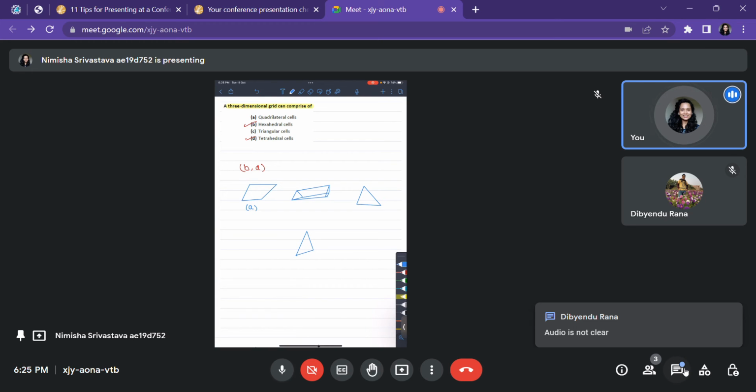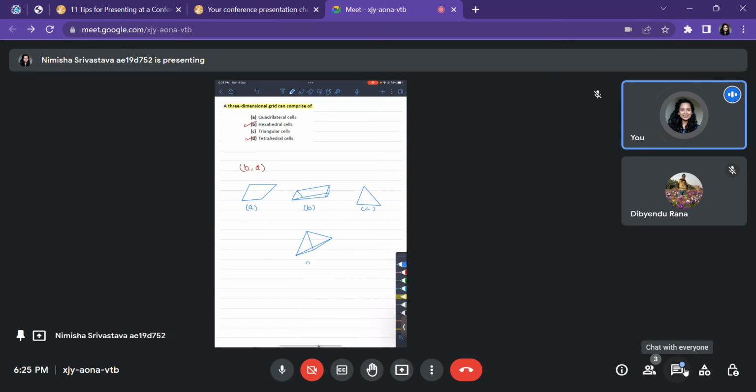Is the audio clear now? Okay, great, thanks. Right, so this is a tetrahedral type cell. So here we have A, B, C, and D. Clearly we can see that B and D are three-dimensional. Therefore, they are the right answer.